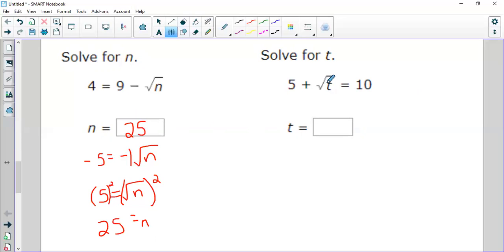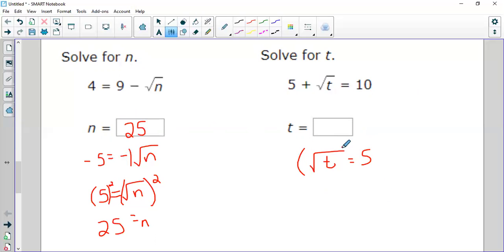Same thing here, 5 plus square root of t. Well, square root of t is not isolated. You get rid of this 5, so I'm going to subtract it from both sides. So I'll get the square root of t, this time it was positive, so I don't need to put anything out here. It's positive, is equal to 5. And now square both sides.